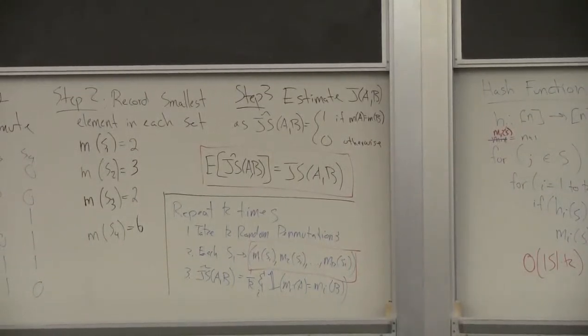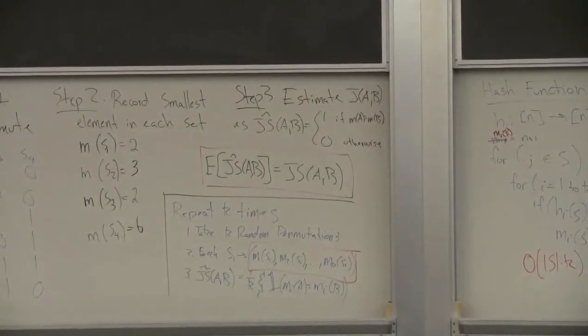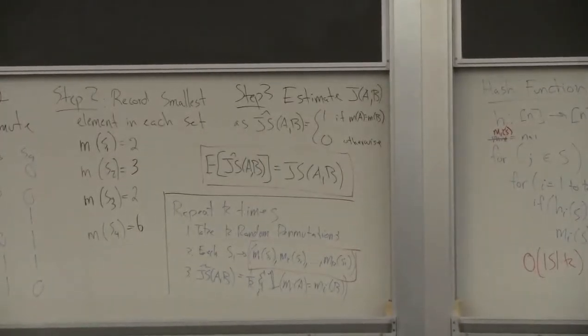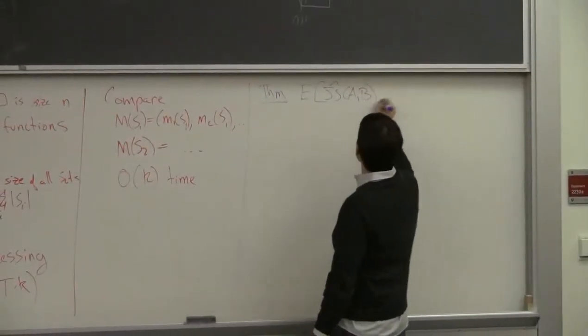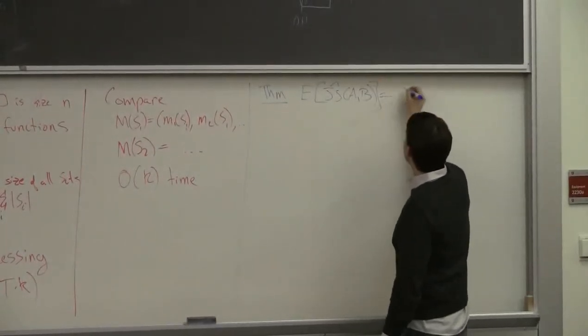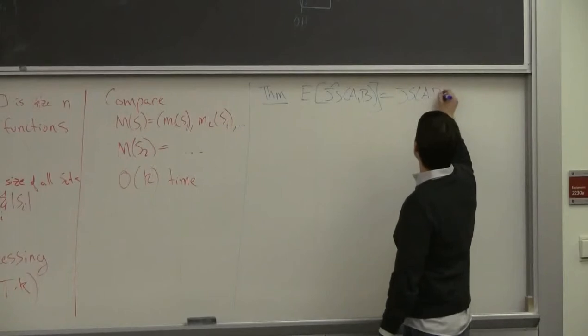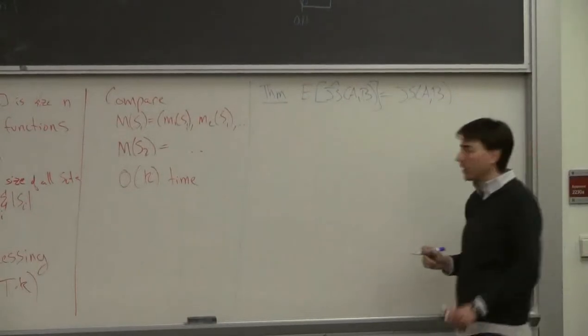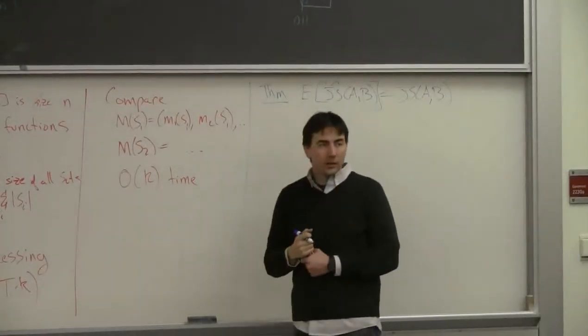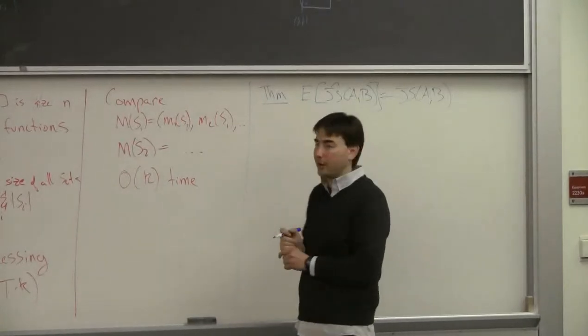All right, so let's try and prove this property, and hopefully this will give some light into why this works. We'll try and prove that the expected value of the Jaccard similarity hat, or estimate, is going to be equal to the true Jaccard similarity. There are only going to be three types of elements that we care about.